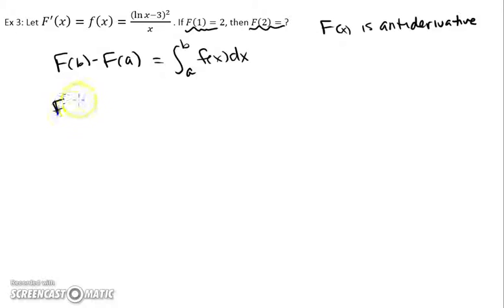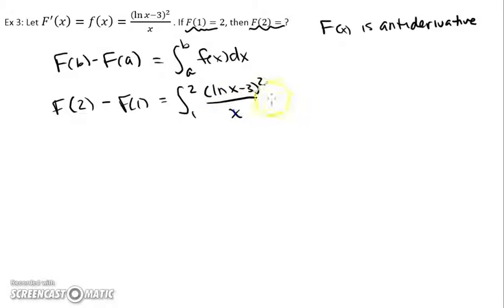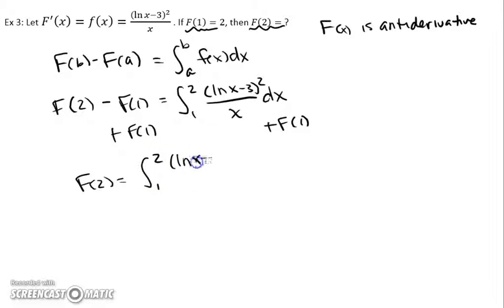So we're looking at this and we're saying, all right, F of 2 minus F of 1 equals the integral from 1 to 2 of, we know f of x is going to be this natural log of x minus 3 squared over x dx. We know F of 1 is 2. They tell us that up here. And so if we add F of 1 to each side, because we're trying to figure out what F of 2 is, we know that capital F of 2 is going to be equal to the integral from 1 to 2 of the natural log of x minus 3 squared over x dx plus 2.